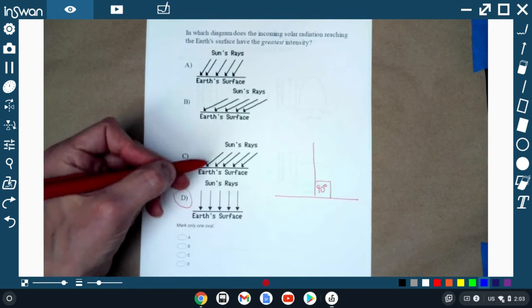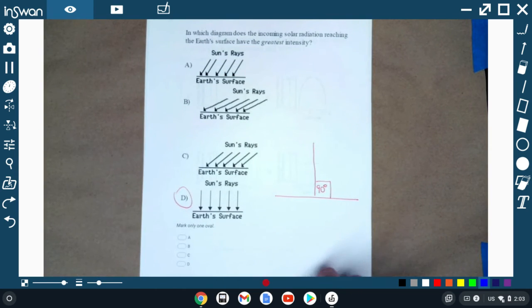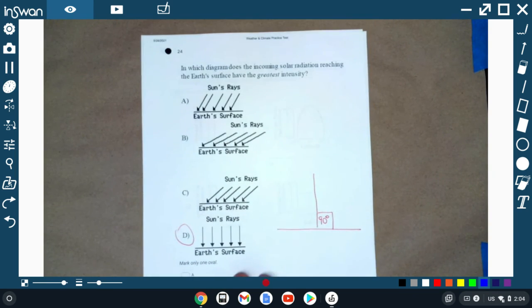So all of these have a lesser amount of energy hitting every part of the Earth, because when you come at 90, you're going to get the full effect of the sun. The closer it is to 90 degrees, the more intensity you're going to get. Along the equator is actually where you get 90 degrees most often. You're never going to get the sunlight to hit the North Pole or the South Pole at 90 degrees. But along the equator, that's the best spot. So 24 is letter D.